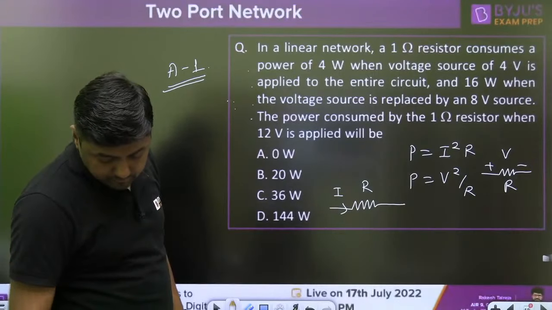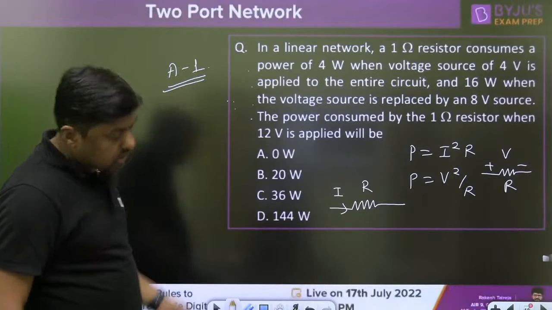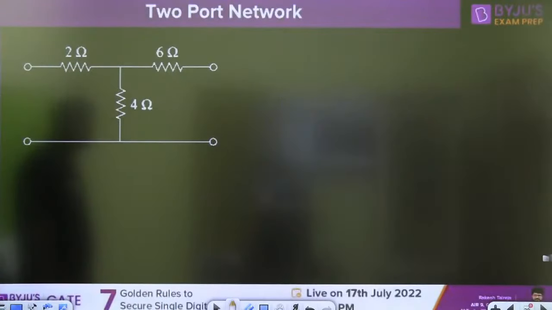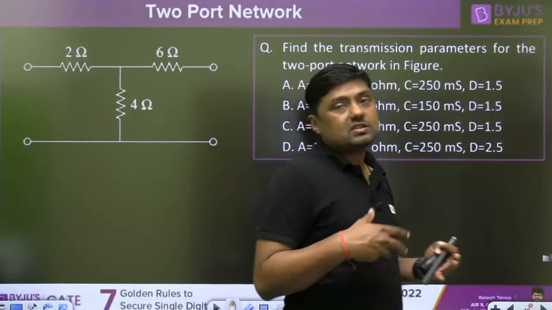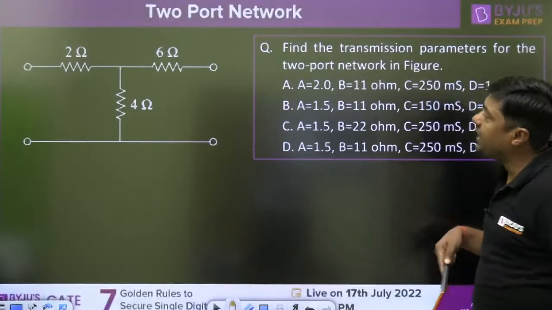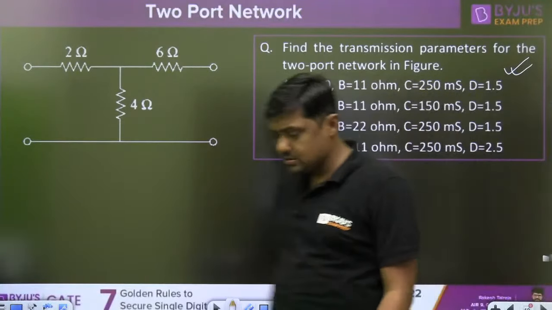1 minute. Next one, this is a T network. It is a very important one, T network, with 2, 6 and so on. You have to find all the transmission line parameters for the T network. Transmission line parameters, guys, okay.